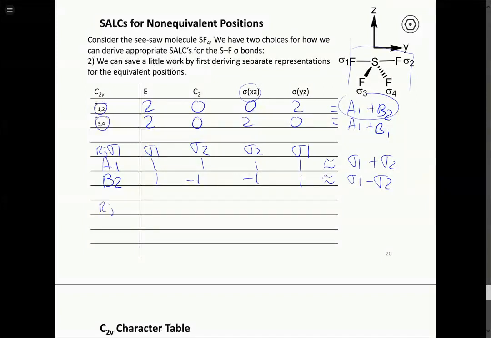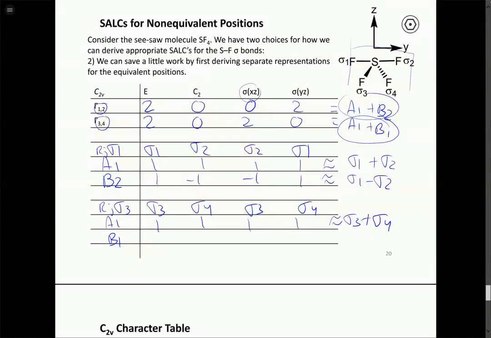If you had a larger point group with more orbitals to consider, more operations, more SALCs, you may want to recognize at the beginning that there are non-equivalent positions so that you can save yourself some work when you're doing the projection operators. So for sigma 3, we're only going to use A1 and B1. Those are the only two representations that came out when we reduced the characters for that. And so when we apply the operations, just as before, we get sigma 3, sigma 4, sigma 3, sigma 4. The characters for A1 are all 1s, so that comes out to sigma 3 plus sigma 4 in phase.